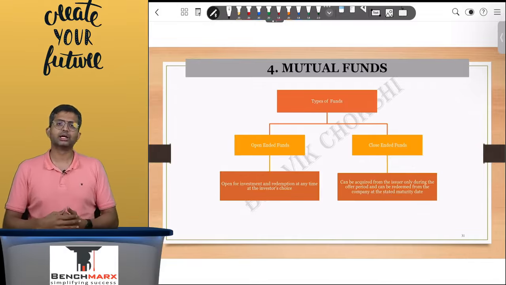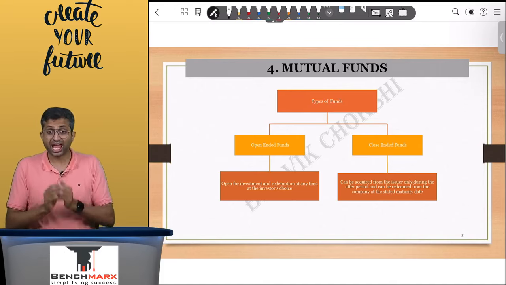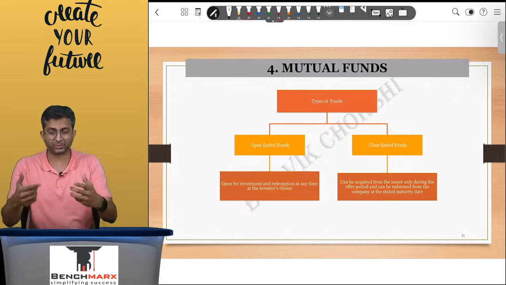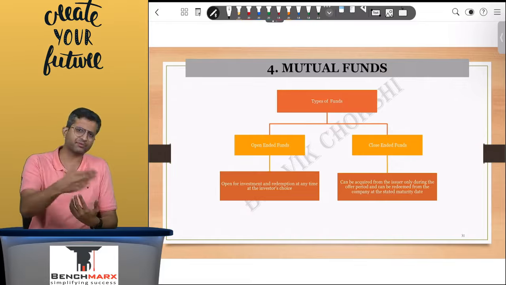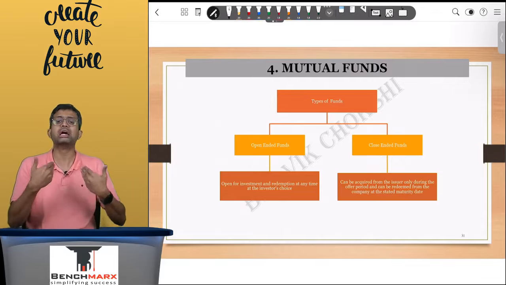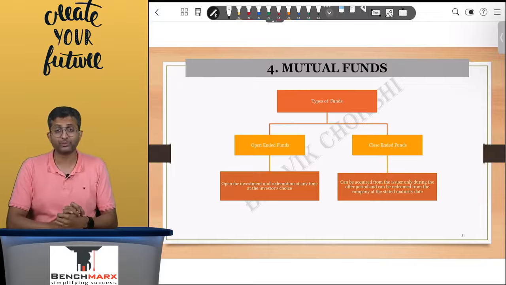There is the open-ended mutual funds, which are open for entry and exit whenever the investor desires, and the close-ended mutual funds, which have an offer period during which you can subscribe. After that, these units will get listed and you can buy and sell on the stock exchange, but you cannot go to the issuer and claim a redemption or take a new issue.